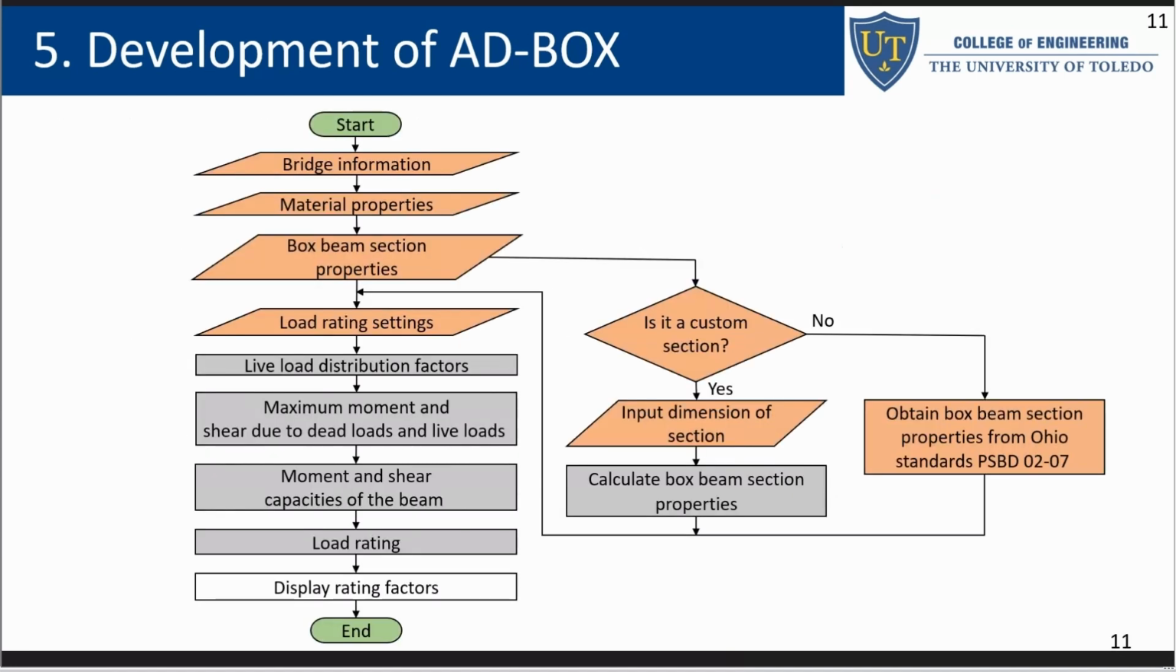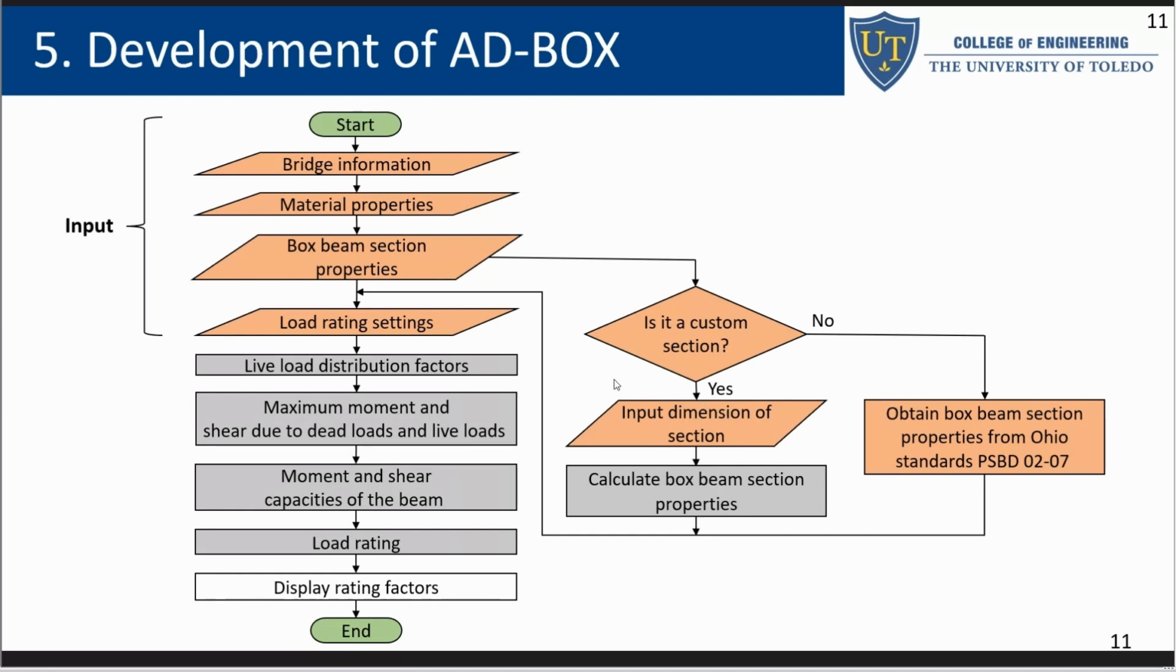This is the flowchart we adopted for the development of ADBox. The orange chart in the flow represents the input parameters such as bridge information, material properties, box beam section properties, and load rating settings. If the box beam section properties are from the Ohio standards PSBD 0207, we can directly use them from the drop-down menu in ADBox. If it is custom sections, like the older sections having multi-cell configurations, we can input the dimensions of those sections manually.